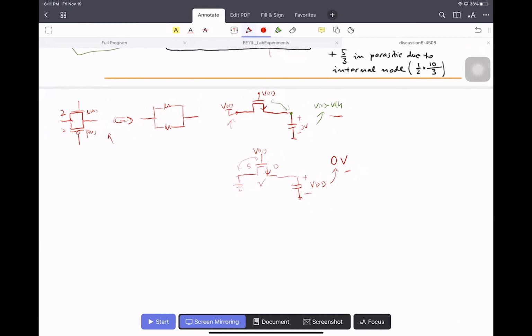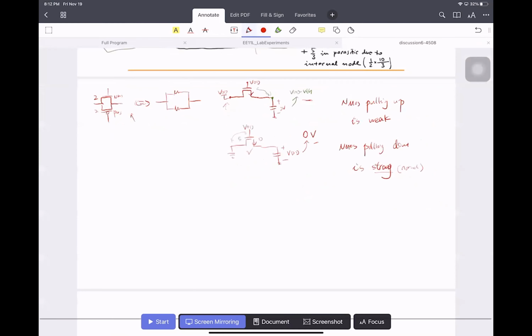So we say NMOS pulling up is weak, but NMOS pulling down is strong. Strong, we can also say it's the normal condition. It should be strong, but when you use it to pull up, it's weak.